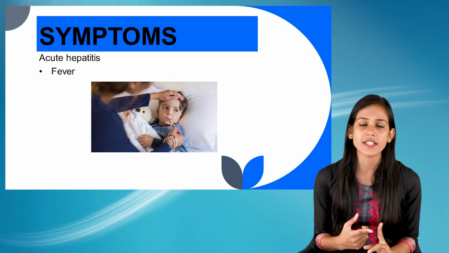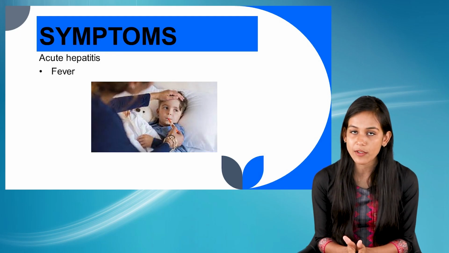Next, let us move on to the symptoms. We learned that viral hepatitis could be acute or chronic. The symptoms of an acute case are very different from the symptoms of a chronic case. So in acute cases, what symptoms can we see? There is a sudden infection in the body.